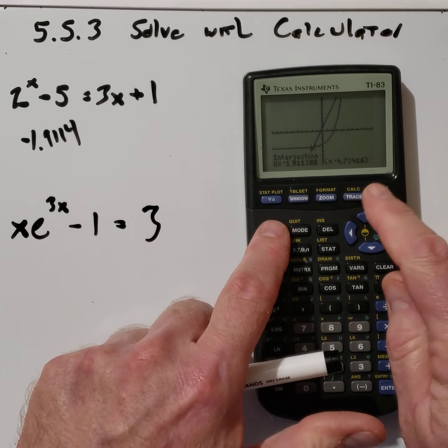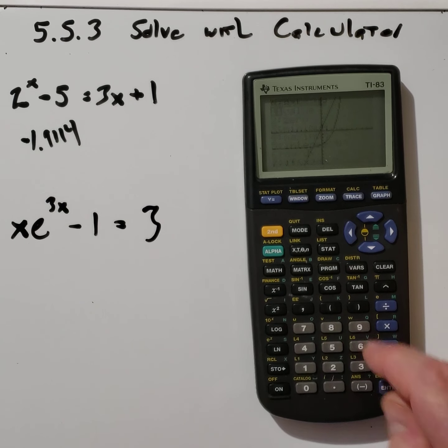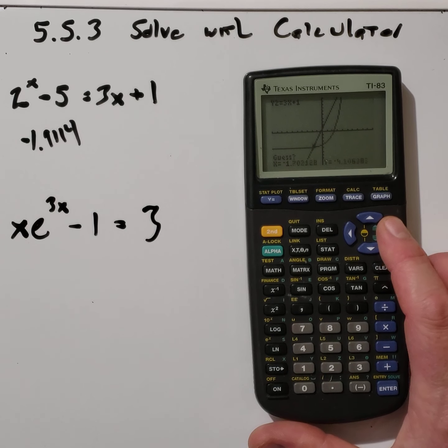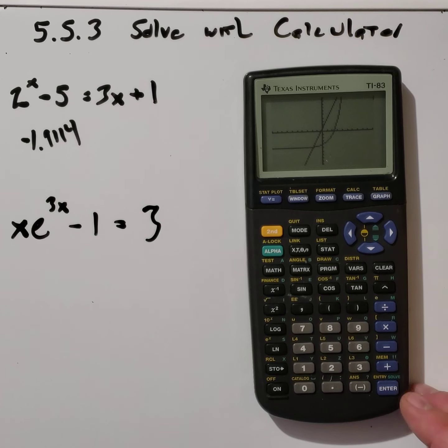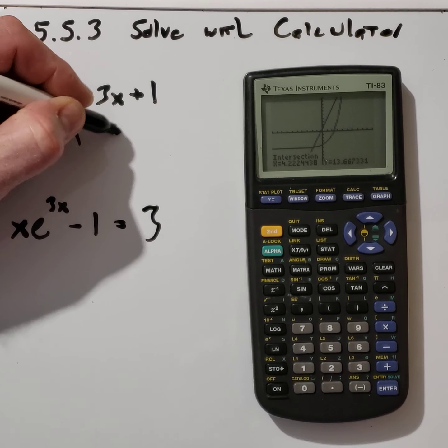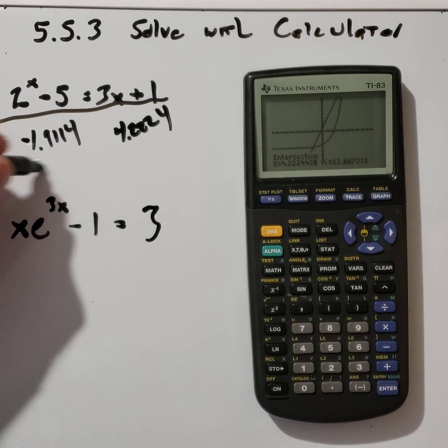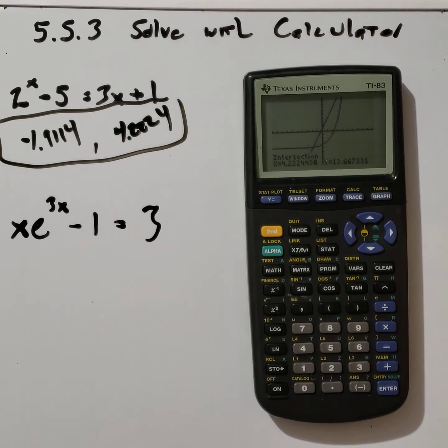And then for the second one, second calc 5, enter, enter. But before you hit enter the third time, arrow over so that your cursor is closer to the second intersection point than it is to the first. That tells it where to start looking for that intersection point, and it'll find it at 4.2224. Okay, so those are our two solutions. Make sure you get both of them. Of course, MyMathLab would be mad at you if you don't.